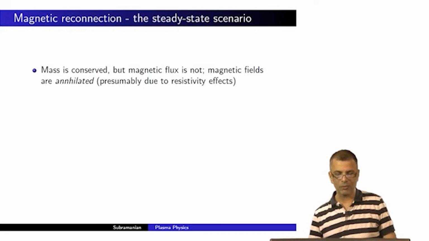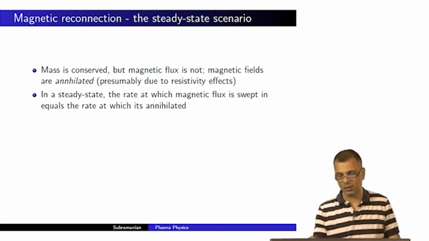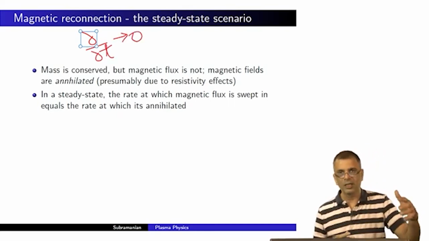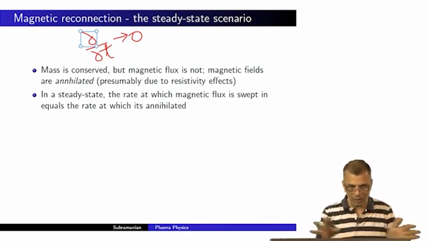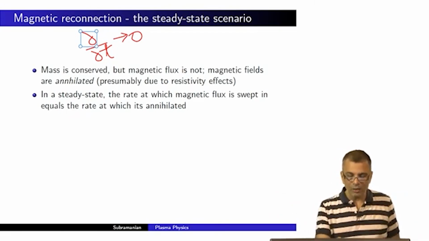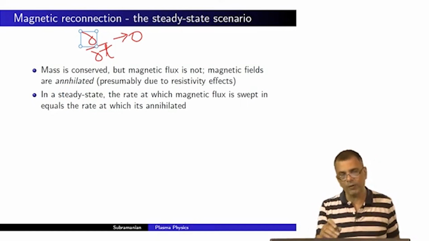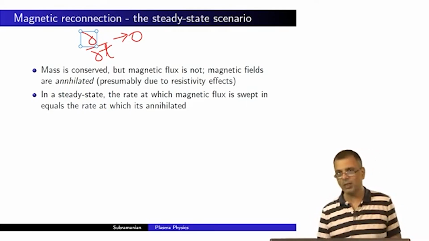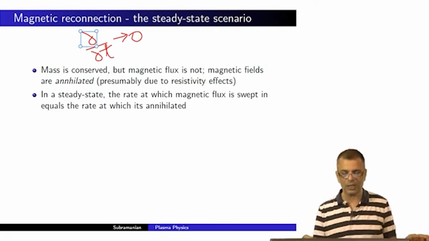And by the way, we are talking about a steady state scenario in which everything appears steady. In other words, the rate at which mass is swept in is equal to the rate at which mass is leaving. So in steady state, the rate at which magnetic flux is swept in is equal to the rate at which it is annihilated. That is the whole definition of steady state. There is no difference in these rates, otherwise this would be violated.